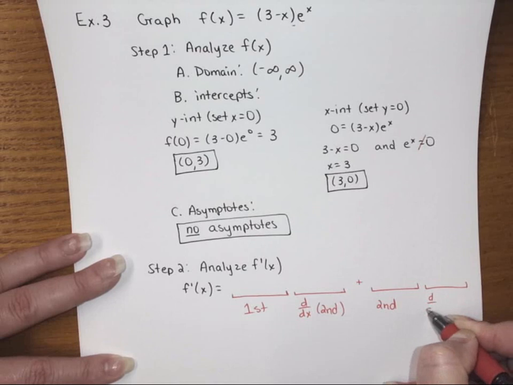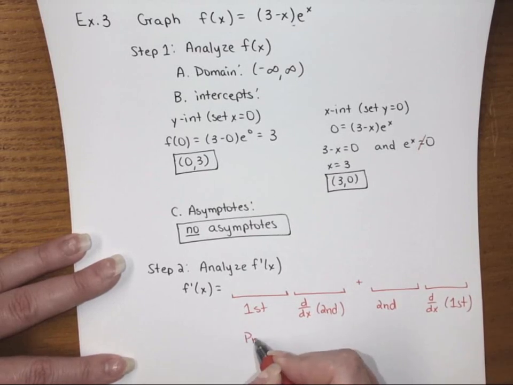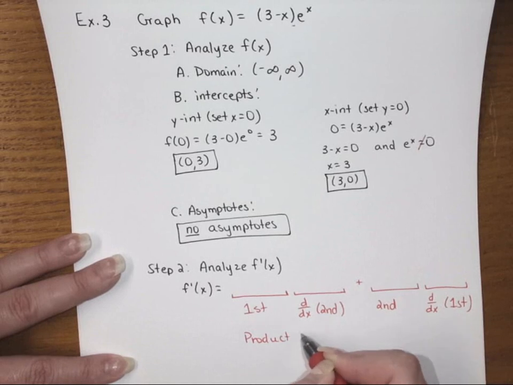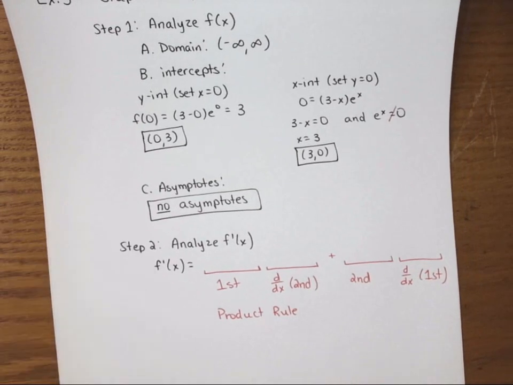So if you have forgotten product rule, this would be a good time for you to go back and review yourself on that. But product rule is what we would have to use to find the derivative of this two-part function, right? Anything with an x in it is its own part, so we have a 3 minus x part and an e to the x part.